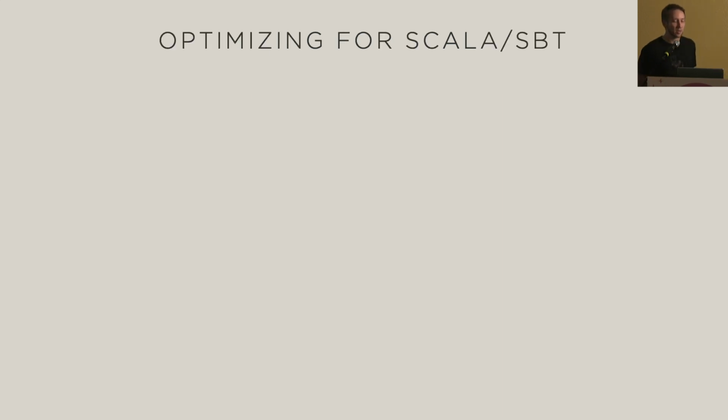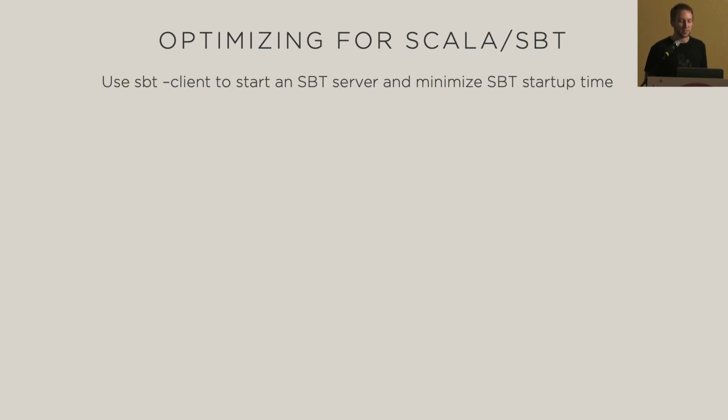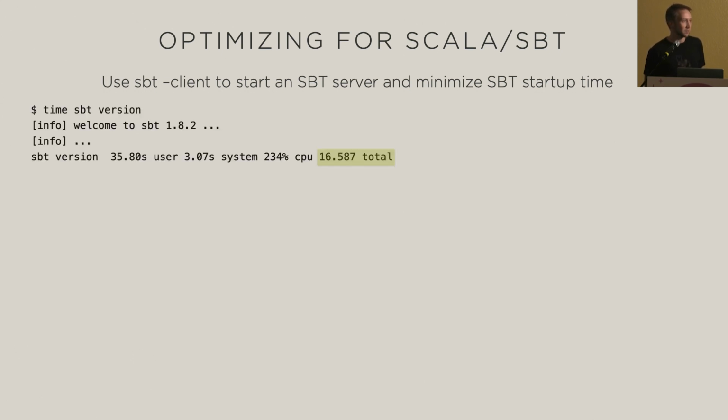For the final section of the talk, I'd like to cover how we optimize GitHub workflows and jobs for Scala and SBT projects. The first thing that we can do with SBT is use the -client flag, which is going to start an SBT server in the background and minimize SBT startup times. Anybody that's ever used SBT knows that the startup times can be very long. If you run a command like sbt version, which just prints the project's version, you're going to spend about 16 seconds in this case waiting for it to boot up, and then about half a second for it to print the version.